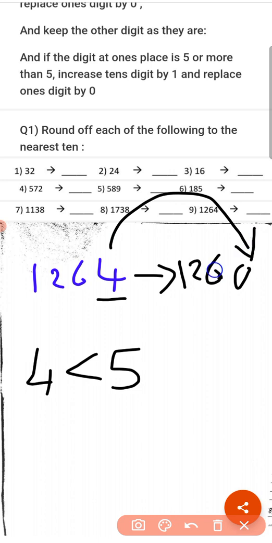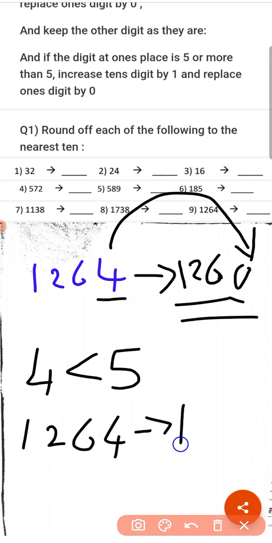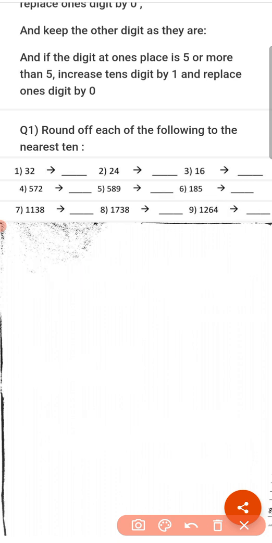Only one step. If the digit is less than 5, we need to do only one step. That is, replace one's digit by 0. Then write the digit at the tens place, hundreds place and thousands place. So our answer is 1260. 1264 becomes 1260. Clear?